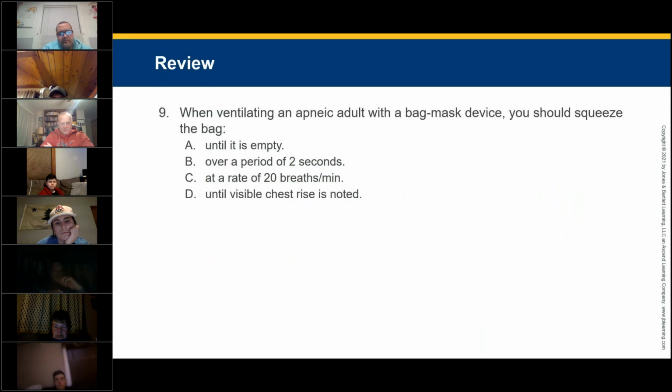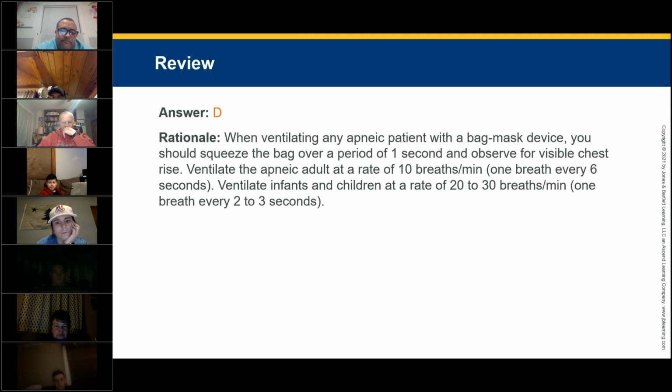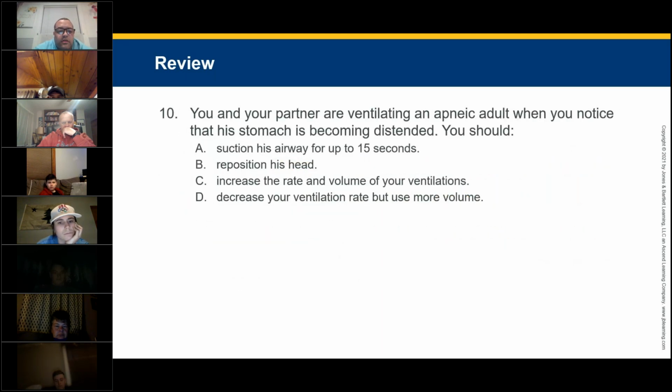When ventilating an apneic adult with a bag mask device, you should squeeze the bag until when? Very good, D. Looking for chest rise. You and your partner are ventilating an apneic patient when you notice that his stomach is becoming distended. What should you do?